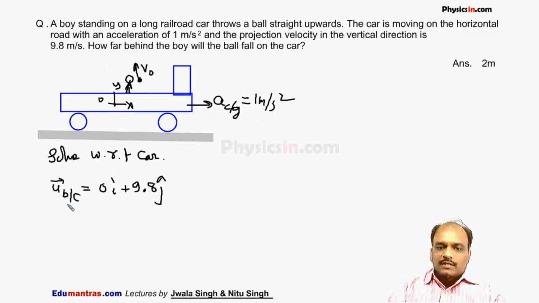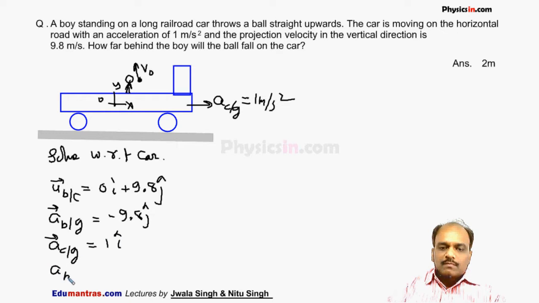Now the car is accelerating. The acceleration of ball with respect to ground: we know the ball will always move vertically downward with an acceleration of 9.8 j cap. This is the acceleration of the ball with respect to ground. And acceleration of car with respect to ground is given, that is equal to 1 I cap. So I can say acceleration of ball with respect to car is acceleration of ball with respect to ground minus acceleration of car with respect to ground.